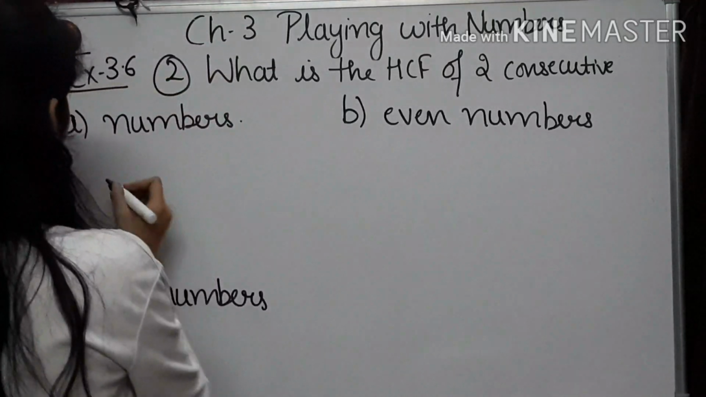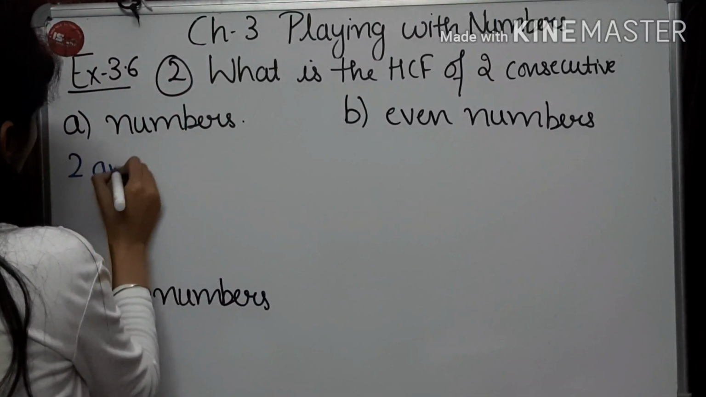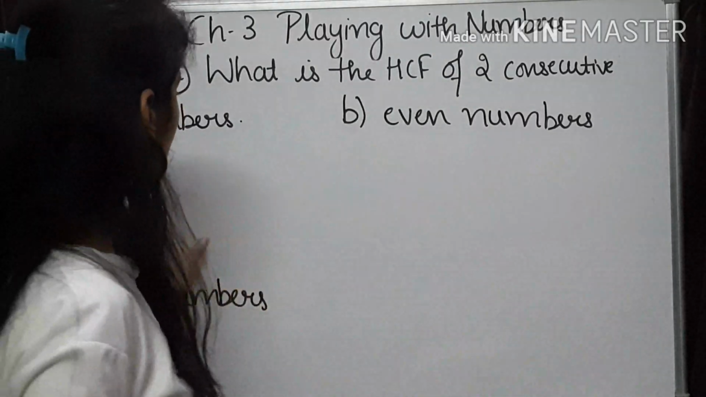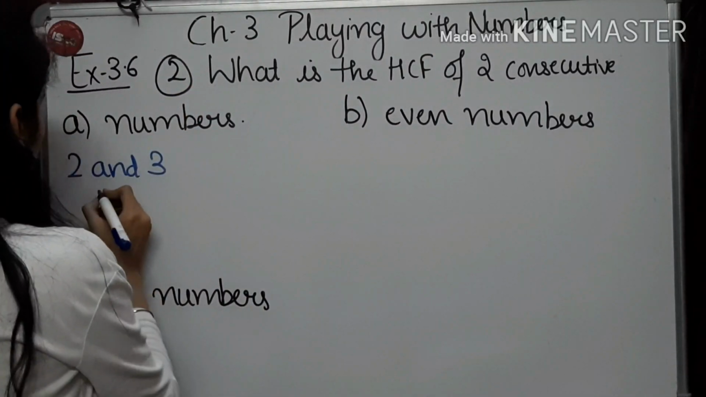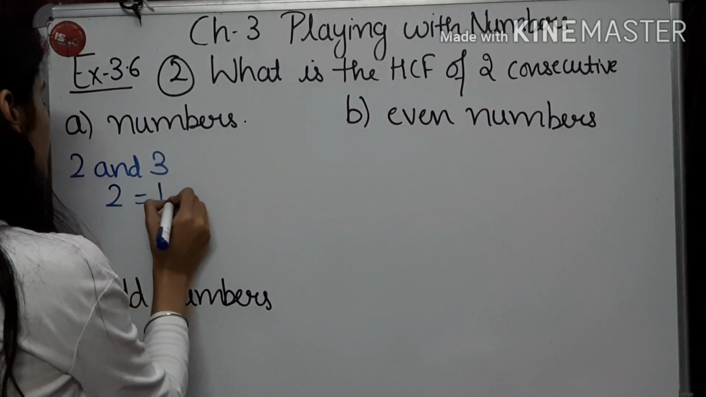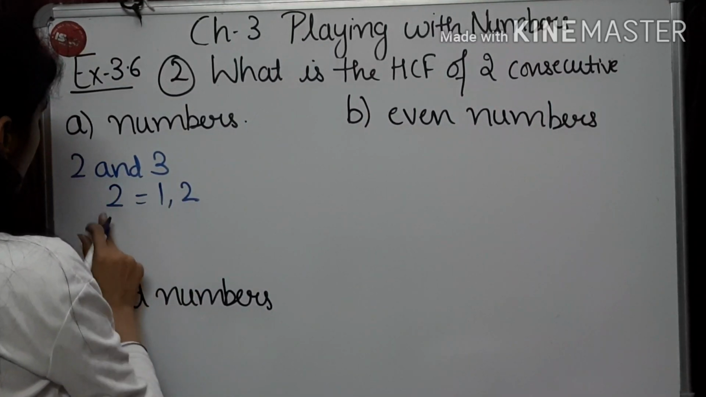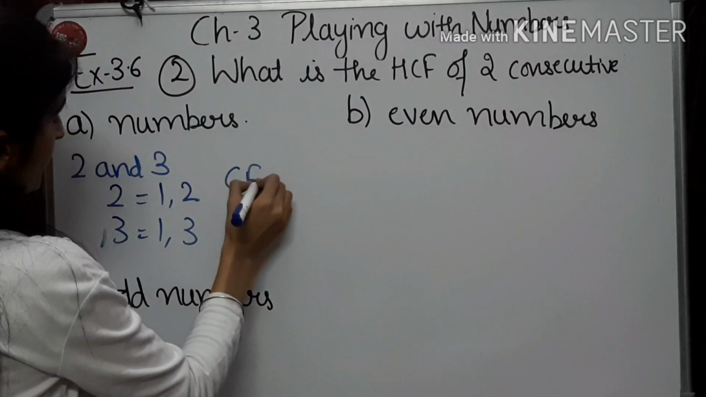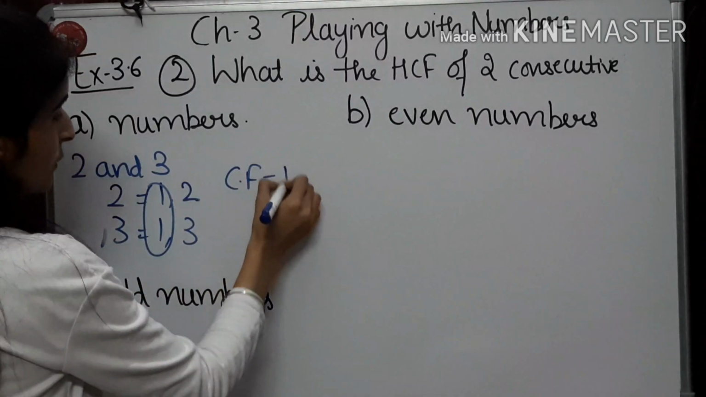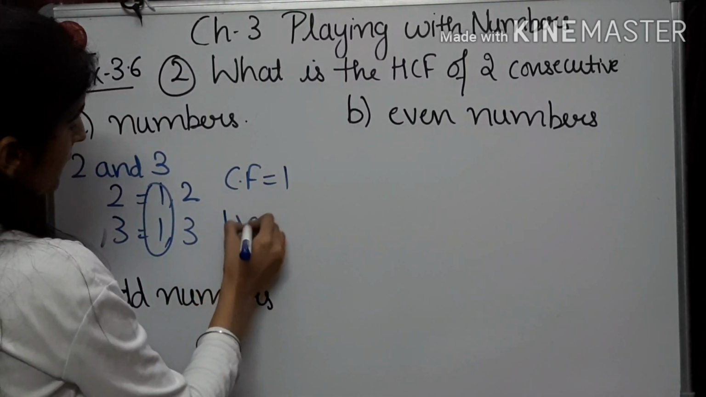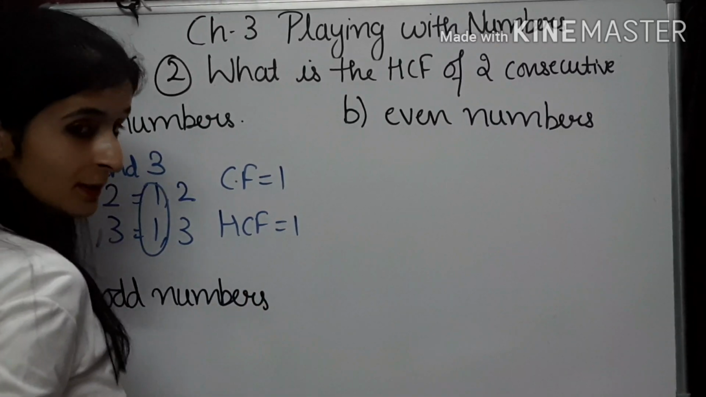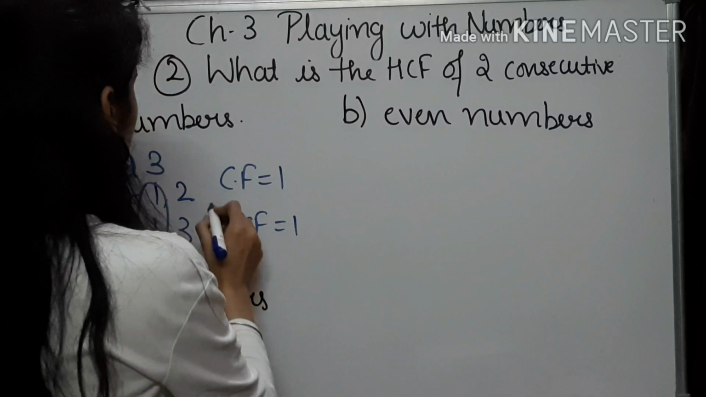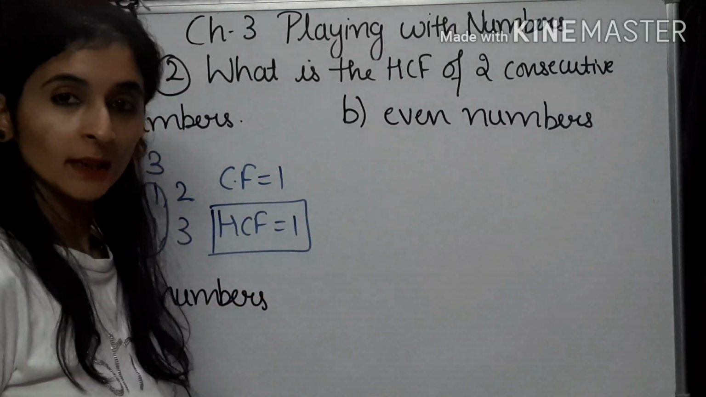So suppose I am taking 2 and 3. 2 and 3 are consecutive numbers. So what will be the HCF of 2 and 3? Factors of 2 are 1 and 2. Factors of 3 are 1 and 3. Then what about common factor? Common factor is 1. If the common factor is 1, then HCF is also 1. So the HCF of two consecutive numbers will be equal to 1.